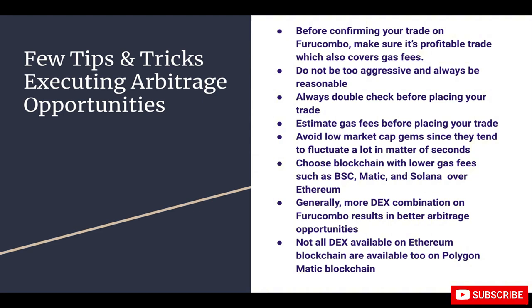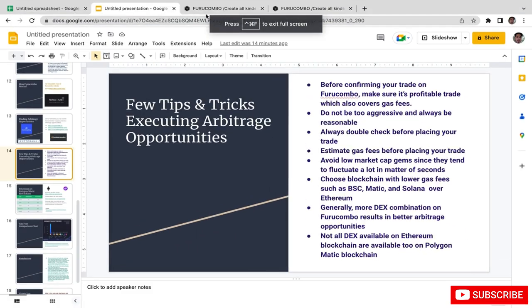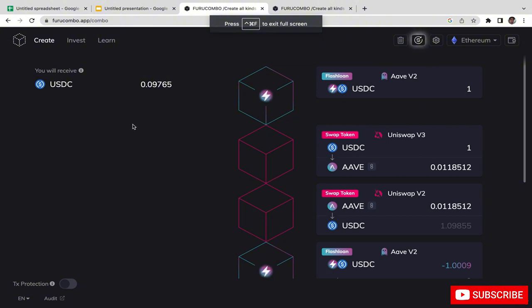In this video, we're going to be concentrating on tips and tricks that you can implement when it comes to executing arbitrage opportunities here. So the first one here, before confirming your trade on Furucombo, make sure it's a profitable trade, which also covers gas fees. Okay, before placing the order, you need to make sure that on the left side of the screen here, you see the sentence "you will receive".